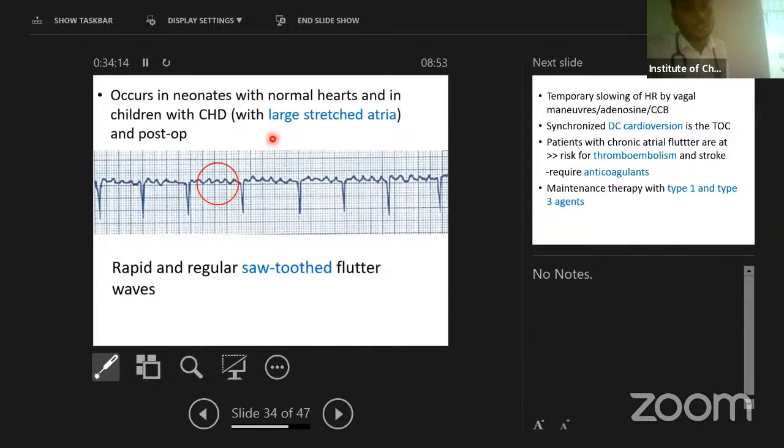It occurs in neonates with a normal heart, or in children with congenital heart disease due to overstress of the atria. Rapid, irregular, sawtooth-like flutter waves are present in the ECG. These are the sawtooth-like waves.